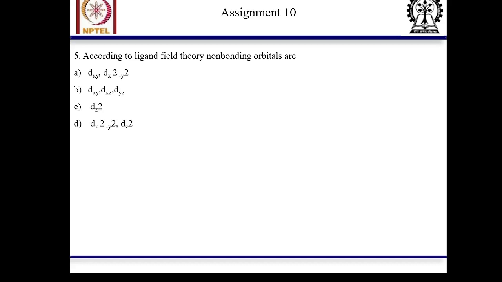According to the ligand field theory, the non-bonding orbitals are: option A is dxy, dx square minus y square. Option B is dxy, dxz, dyz. Option C is dz square. Option D is dx square minus y square and dz square. Which is the correct option for this?